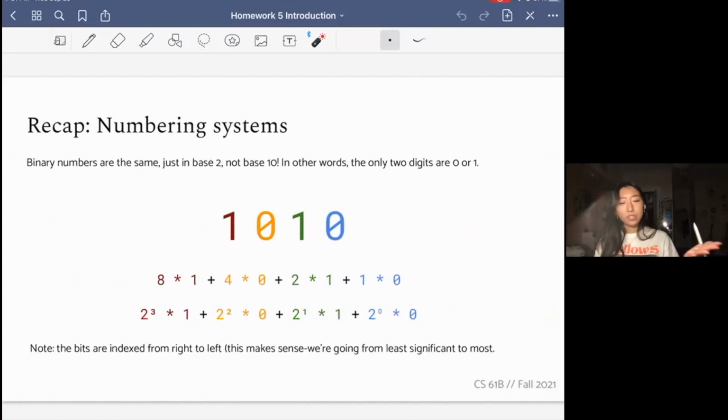Note that the bits are actually indexed from right to left. And this makes sense because we're going from the least significant to most significant. And so this is the 0th bit, the 1st bit, the 2nd bit, and the 3rd bit. This might be a little unintuitive because in English, right, everything goes from left to right. But when we're talking about bits, it actually makes sense to go from least significant to most significant.